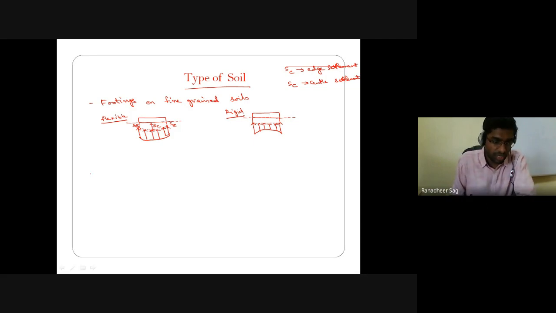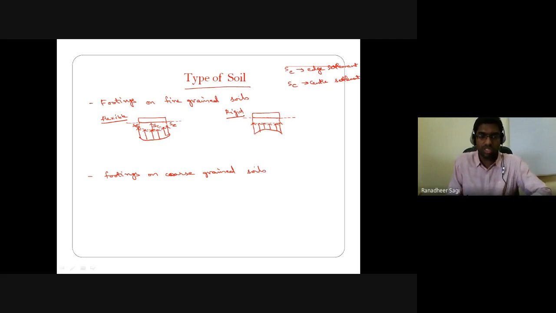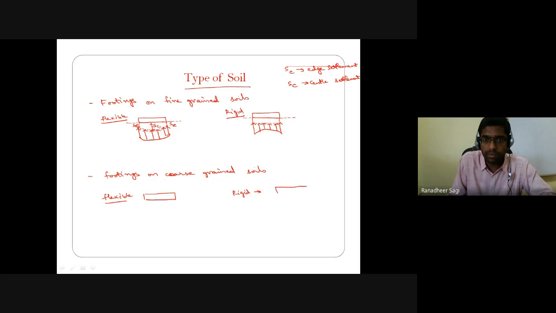Now in the same way, let us look at footings embedded on coarse grained soils. The earlier case was footings on fine grained soils. Now the case is footings on coarse grained soils. Once again, this is the case of your flexible footing, and this is the case of your rigid footing. In the case of a flexible footing, we know that the contact pressure distribution is uniform, but settlement is non-uniform.